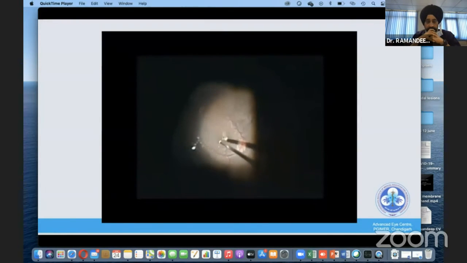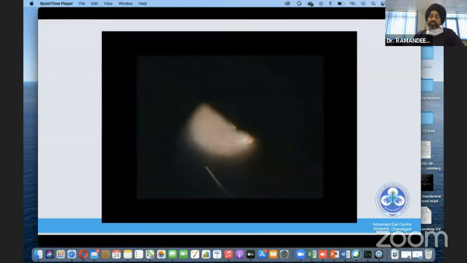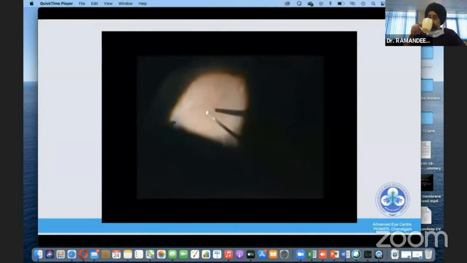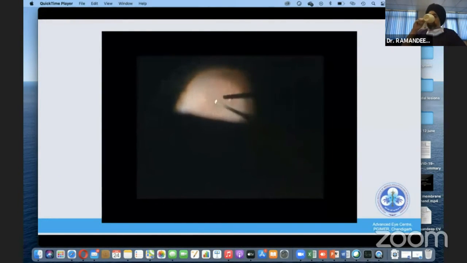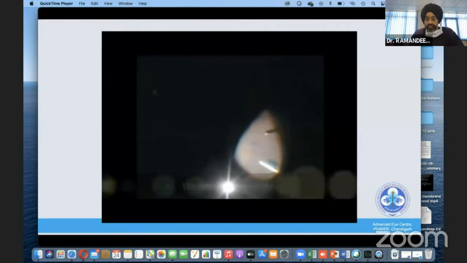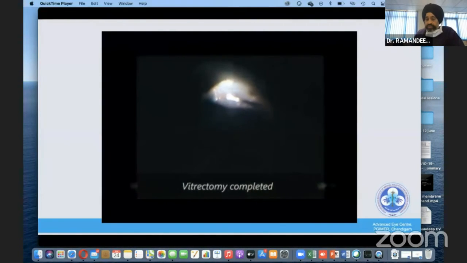We can appreciate the blurred disc margins in this patient due to the hypotony, though we are not seeing any folds in the retina. The inferior peripheral findings are also there. They are known in these patients, and this is here.